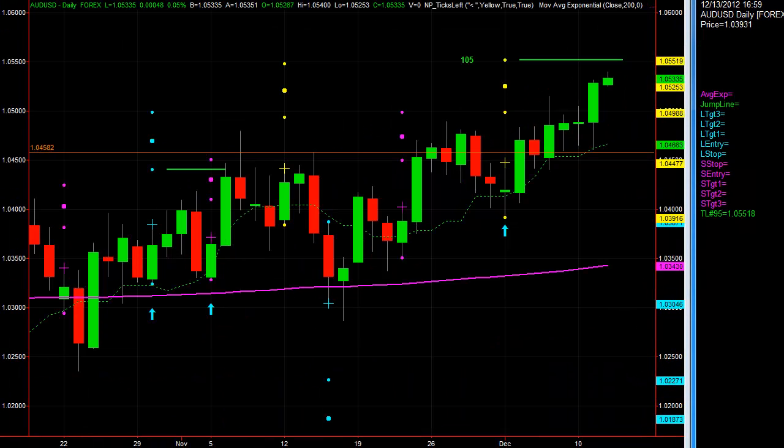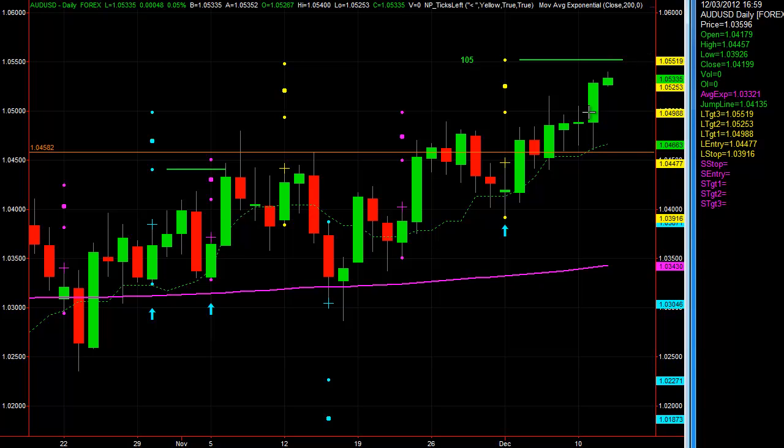Here's a look at the Aussie US. This trade triggered in a few days ago on the 3rd of December, and it's been nothing but up. It's in a risk-free position already. It's trying to get to this third target here, which will be 105 pips, and then of course we'll continue to trail. And who knows, we may even get to add to our position.